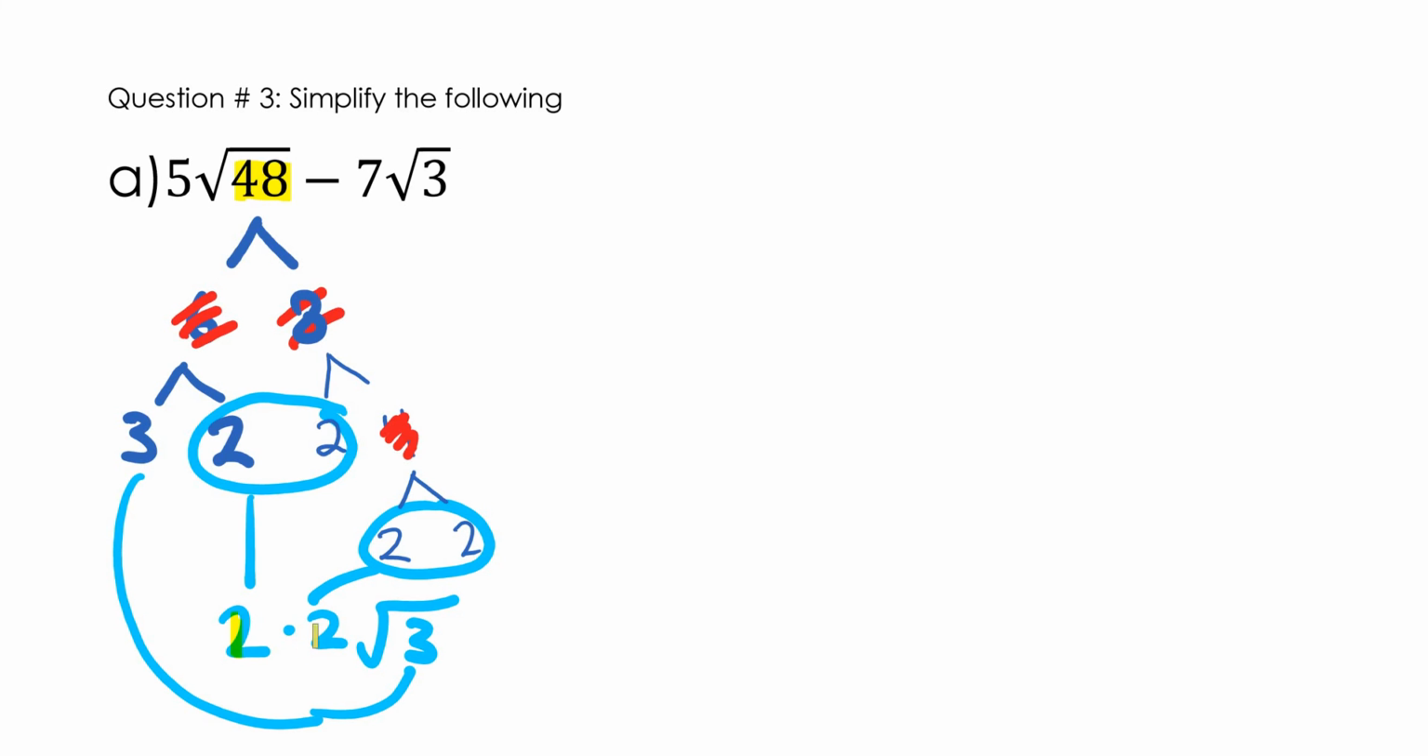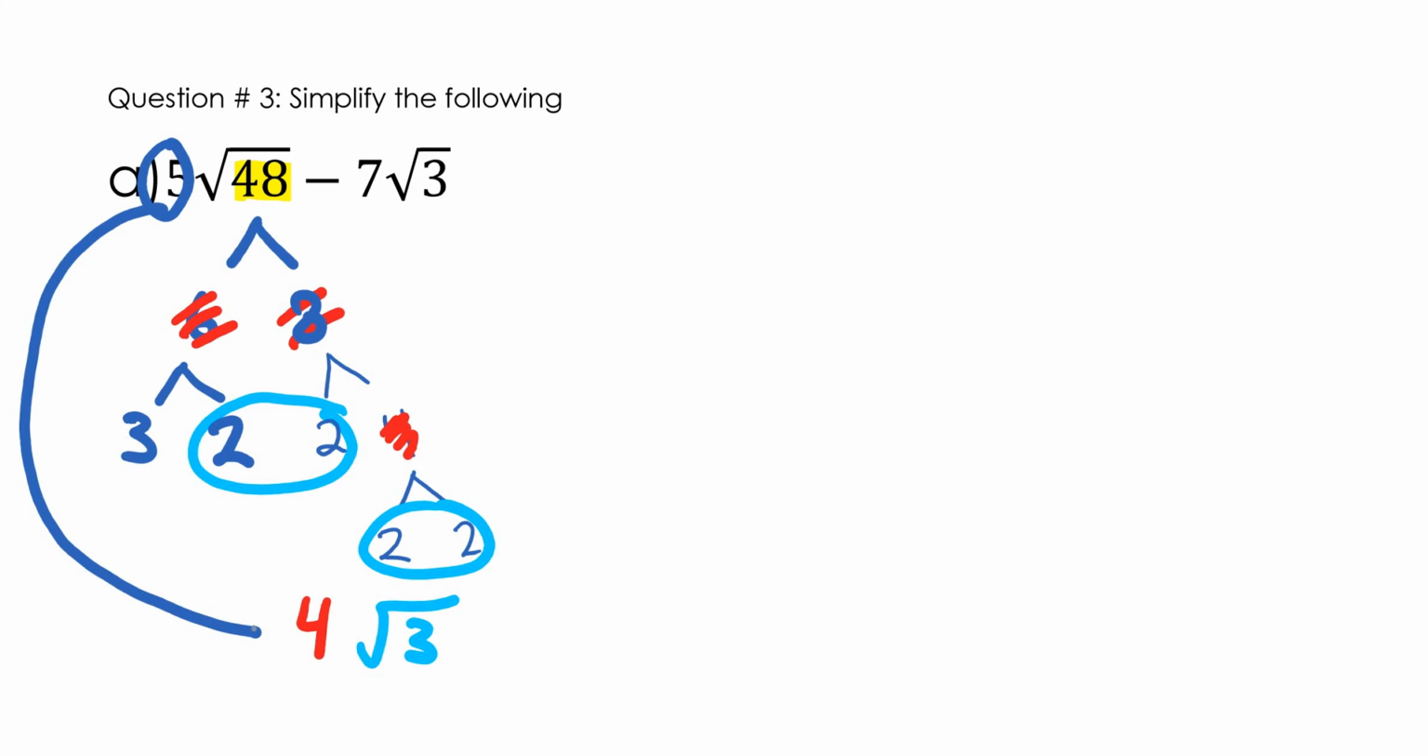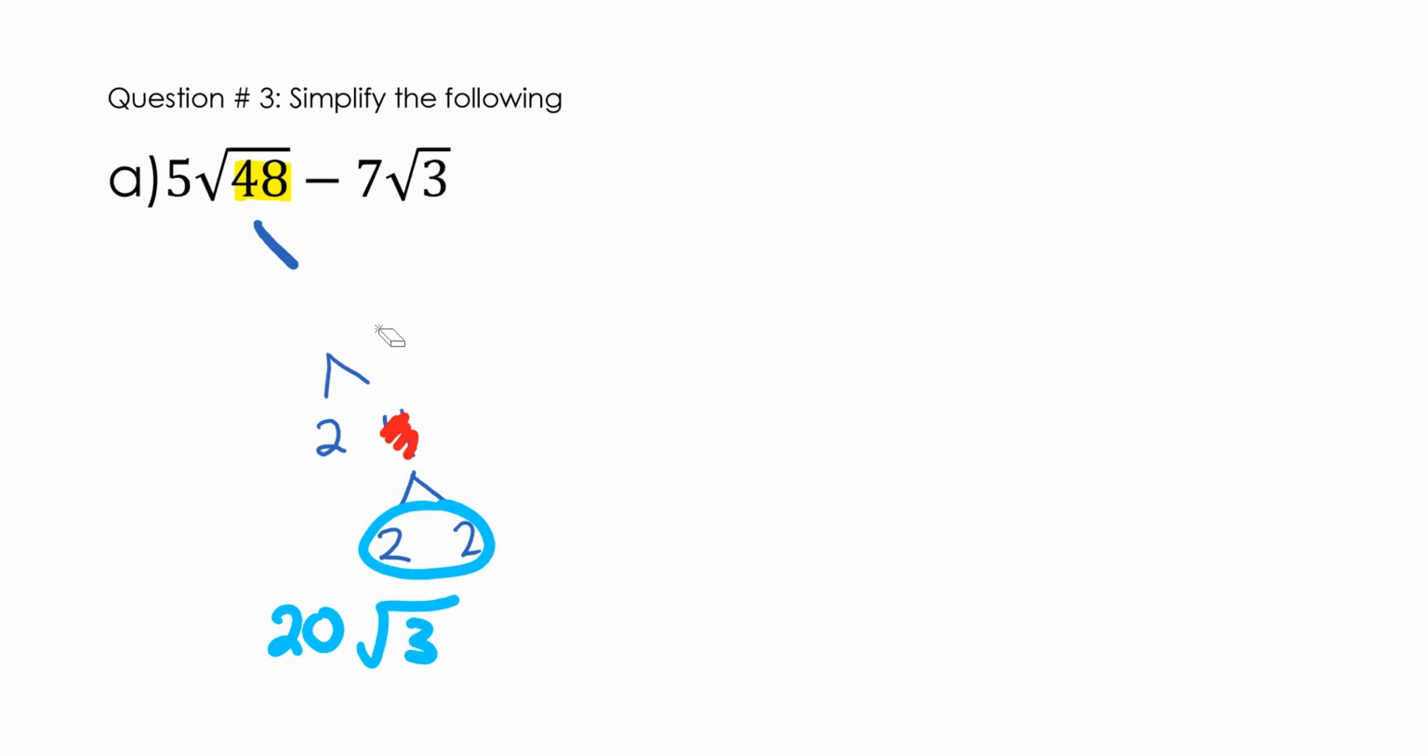So if I take 2 times 2, that's going to be 4. And just remember at the very beginning of the problem, I still have a 5 here. So if I bring this 5 down here, 5 times 4 is going to be 20. So if I erase that now, I do have a 20 here. So I have 20 root 3 after I fully simplify. Okay, let's go back and erase all the work here.